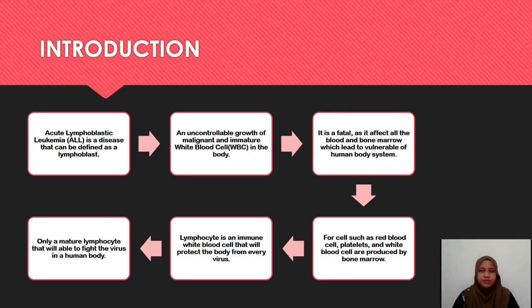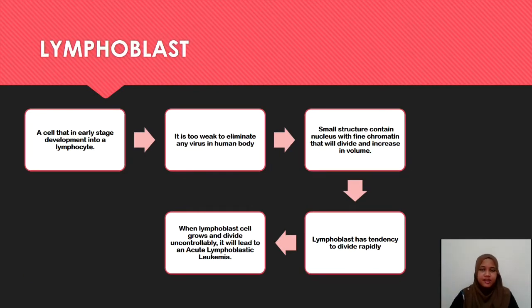Lymphocyte is an immune white blood cell that will protect the body from any virus. Only a mature lymphocyte is able to fight the virus in a human body. Lymphoblast is an immature cell of lymphocyte. It is a cell in an early stage of development into a lymphocyte, and it is too weak to eliminate any virus in the human body.